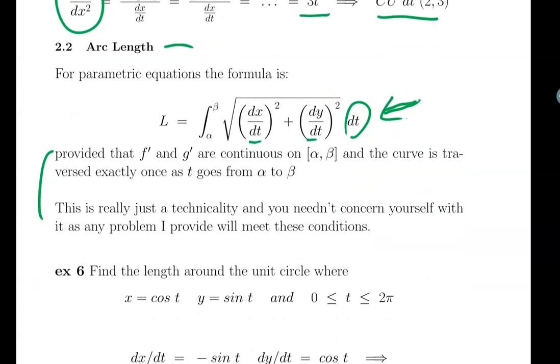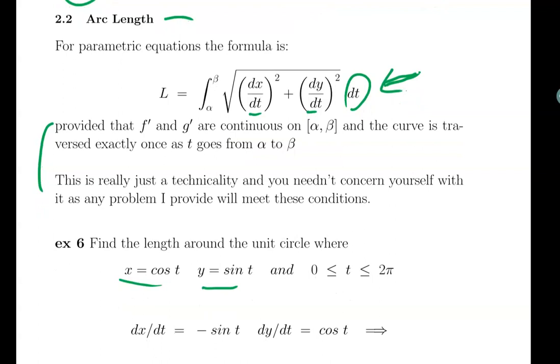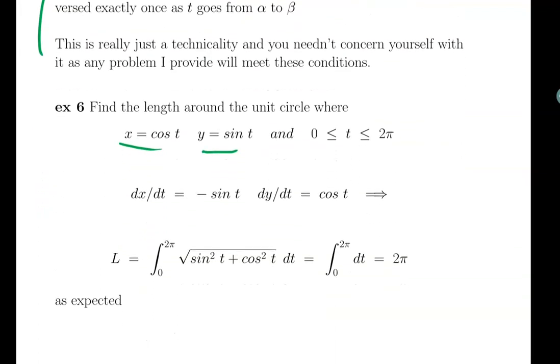So let's find the length around the unit circle. Right? Here's the unit circle, and t goes from 0 to 2 pi. So I need dx/dt, which is obviously minus sine t, and I need dy/dt, which is obviously cosine t. And then I'm going to square both of those under the radical, but of course this is just 1, and the square root of 1 is 1, so it's just the integral of dt, which is just t from 0 to 2 pi, which is 2 pi.